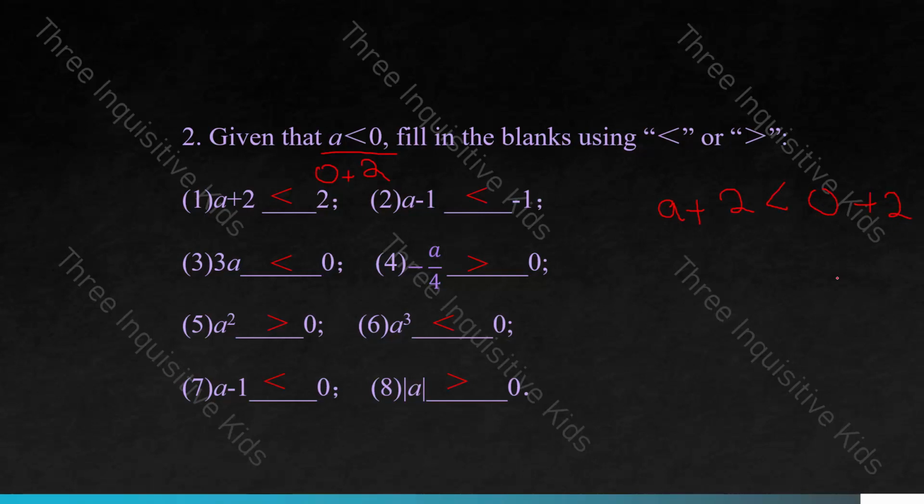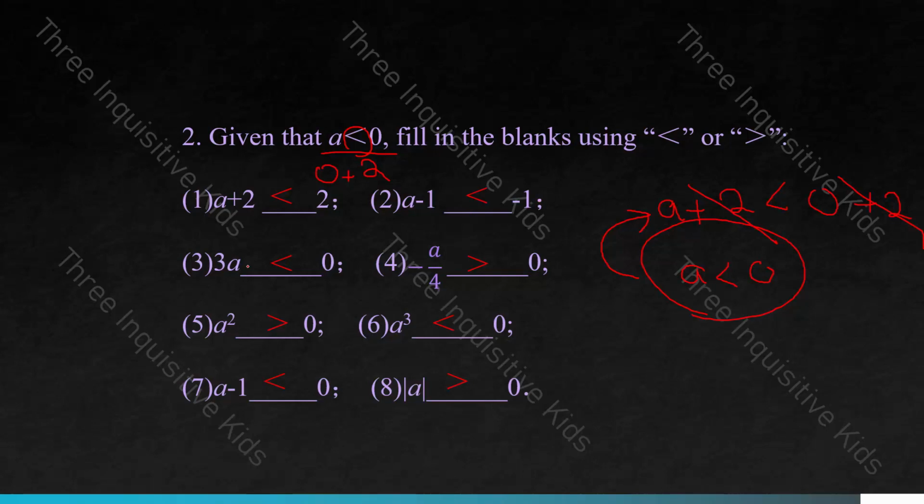Now using property 1 of inequalities, you can subtract 2 on both sides of the inequality, and then you have a is less than 0, which means that since this can be turned into this problem right here, we know that the sign does not change. It's still the less than symbol.